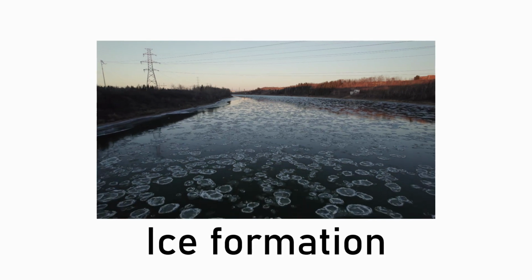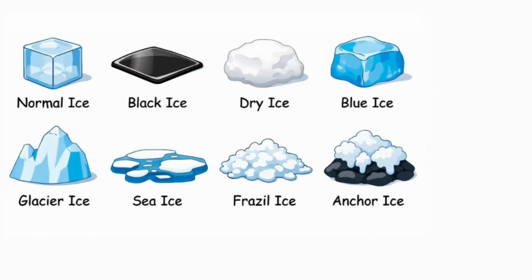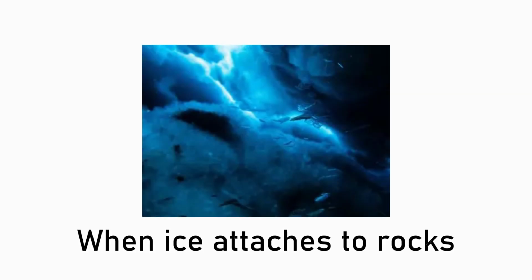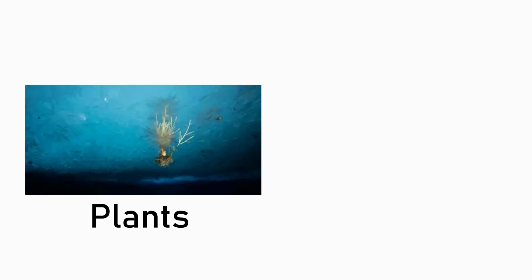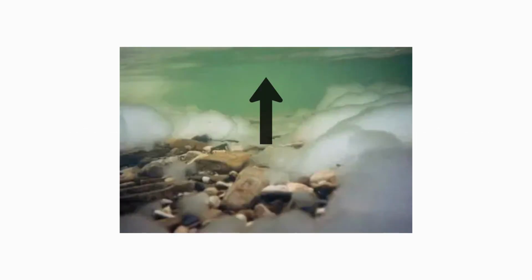It matters because it is the very first stage of ice formation and can later freeze into larger blocks that affect river flow and even hydroelectric dams. Anchor ice. This forms underwater when ice attaches to rocks, plants, or riverbeds in extremely cold flowing water. Instead of forming on the surface, it grows upward from the bottom.